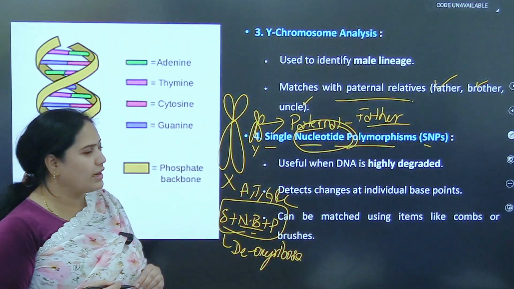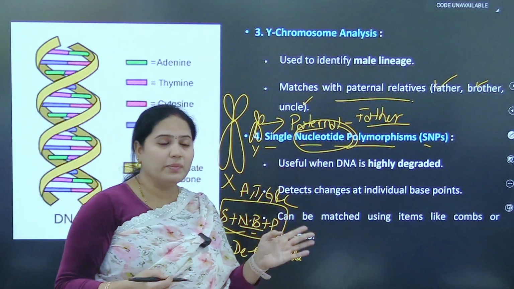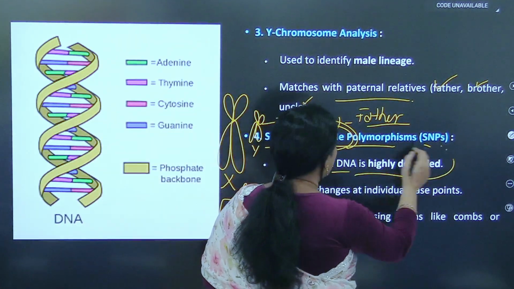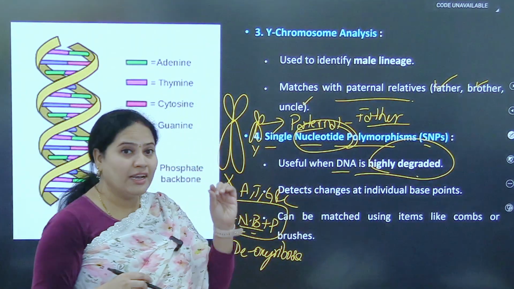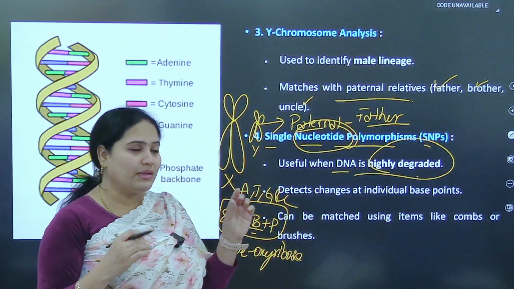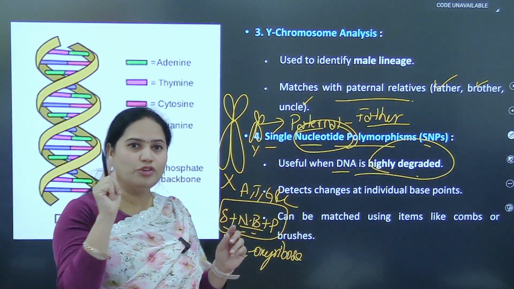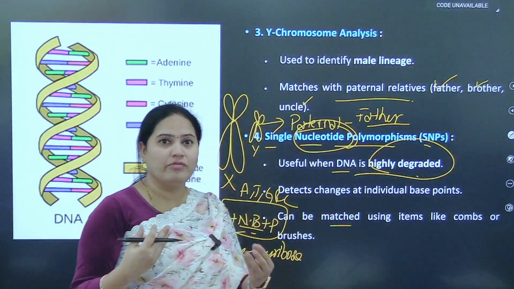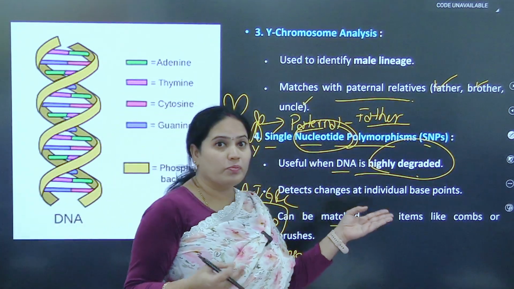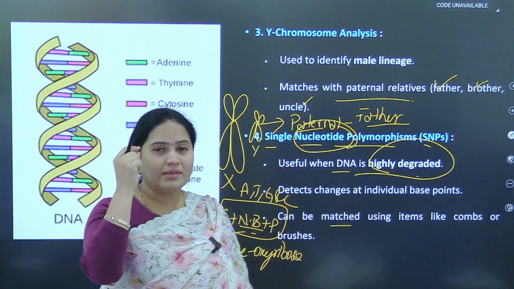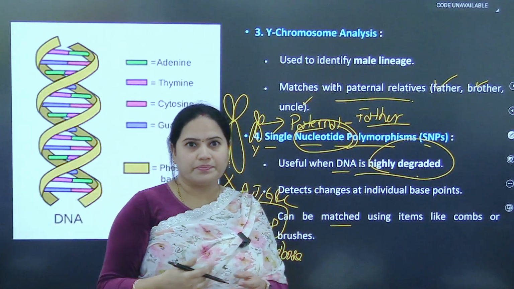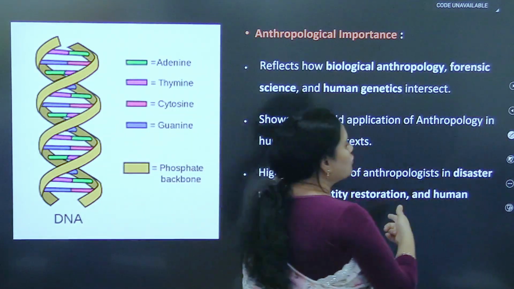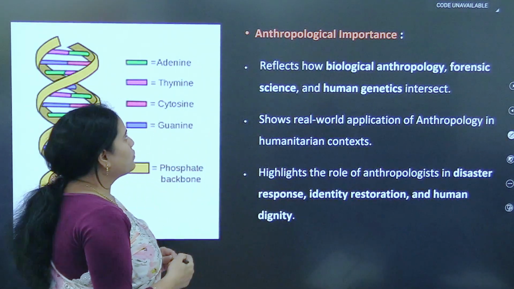So single nucleotide polymorphism is taken. Poly means many, many types of changes. It is useful when DNA is highly degraded, and it detects changes at individual base points, where one nucleotide is considered. It can be matched using items used by the victims, like razors, combs, brushes, etc., which sometimes carry human cells. In the case of burned bodies, hair decomposes very fast because it burns very fast, so in this case this type of method is usually taken.